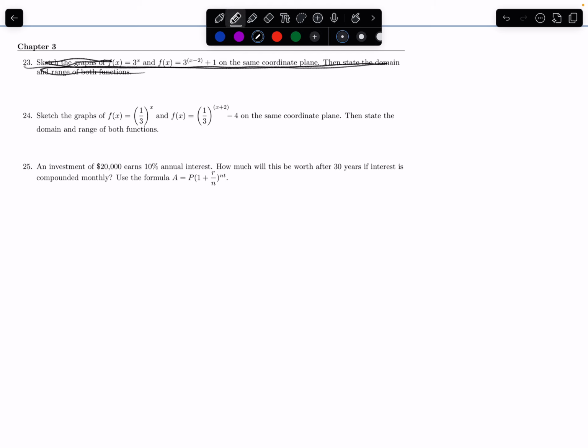Okay, so 24. Similar question, but this time you have a 1/3 on the inside instead. So you're going to have the graph going the opposite way, where it's shrinking instead of growing. Simple, do the same thing.